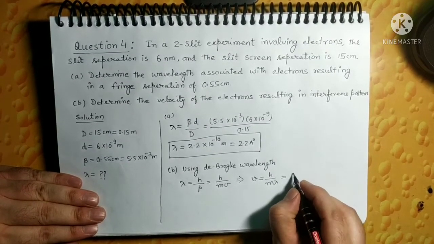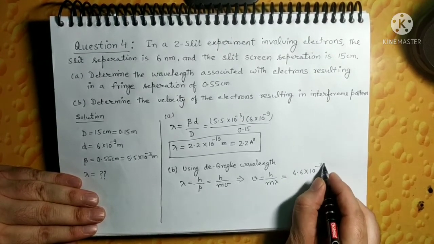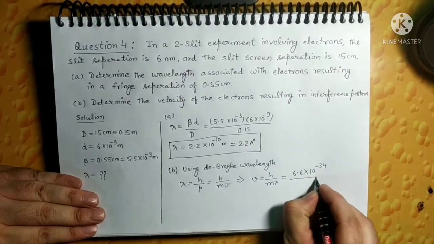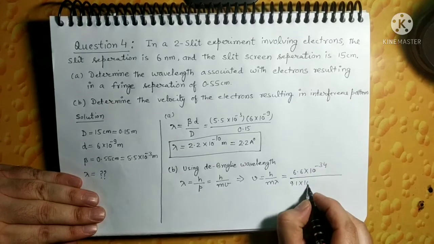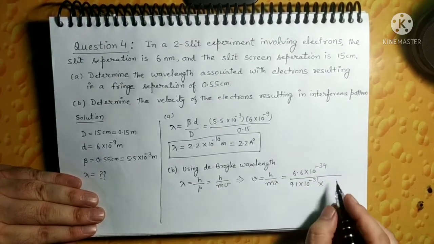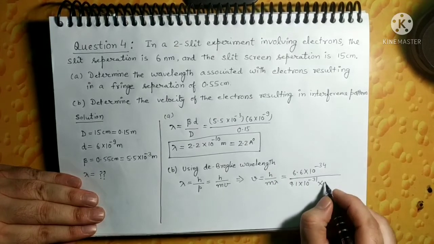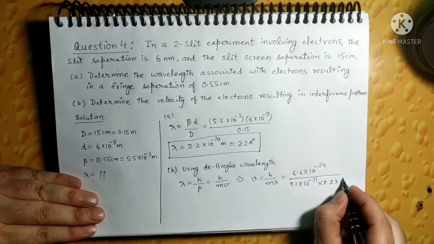So h is the Planck constant, having the value 6.6 into 10 to power minus 34 joule second, and mass of the electron is 9.1 into 10 to power minus 31, multiplied by the wavelength which we have calculated in our case A, so it is 2.2 into 10 to power minus 10 meter.